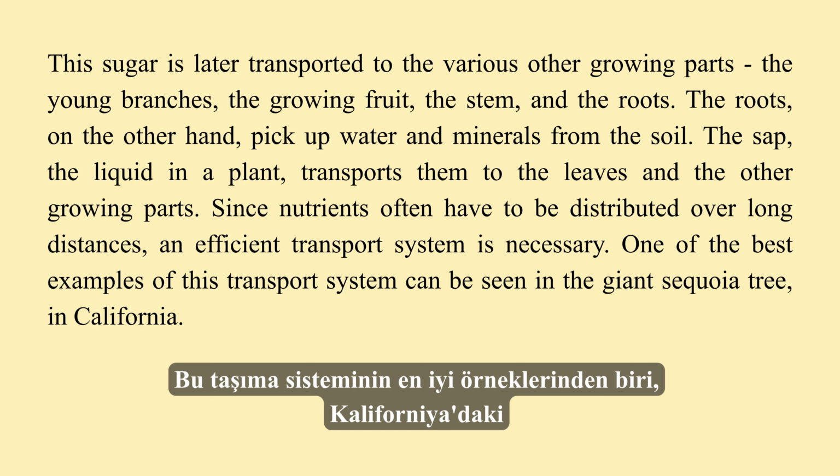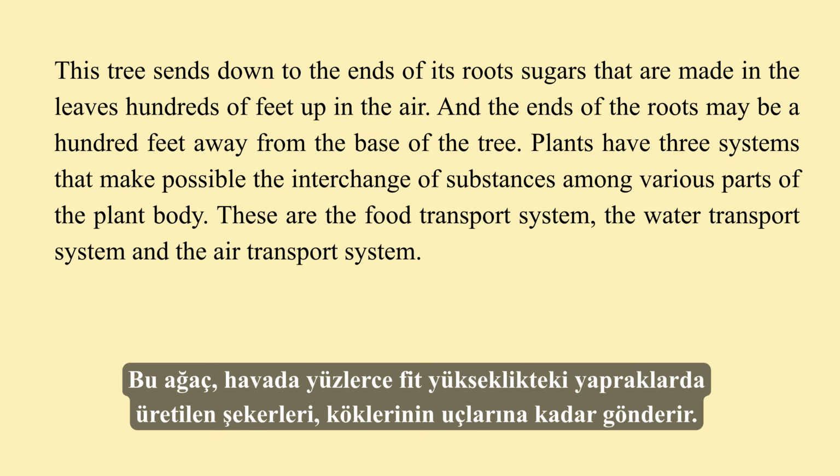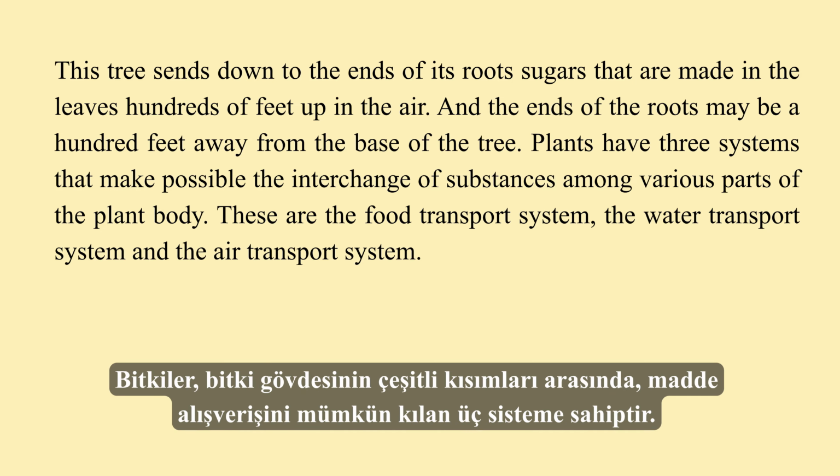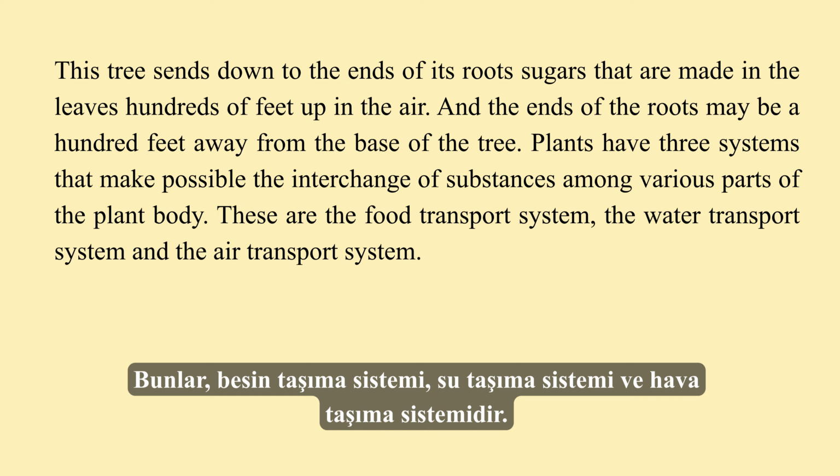One of the best examples of this transport system can be seen in the giant sequoia tree in California. This tree sends down to the ends of its roots sugars that are made in the leaves hundreds of feet up in the air. And the ends of the roots may be 100 feet away from the base of the tree. Plants have three systems that make possible the interchange of substances among various parts of the plant body. These are the food transport system, the water transport system, and the air transport system.